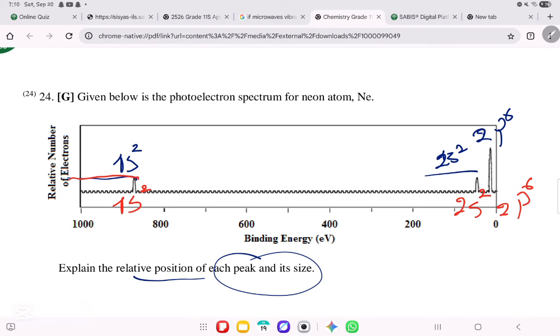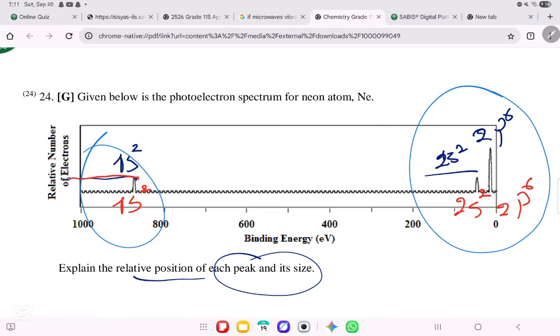Now, the relative position. Why is 1s so far and 2s and 2p so different? Very simply because 1s requires more energy to remove the electrons from this orbital, versus 2s, 2p, they need less energy. Why is that? 2s and 2p are farther away from the nucleus, so it's easier to take them out. You don't need too much energy to take them away from the nucleus. However, regarding the 1s2 orbital, because it's really close to the nucleus and the nucleus will be exerting the most force of attraction on it, we will need so much energy in order to overcome it.